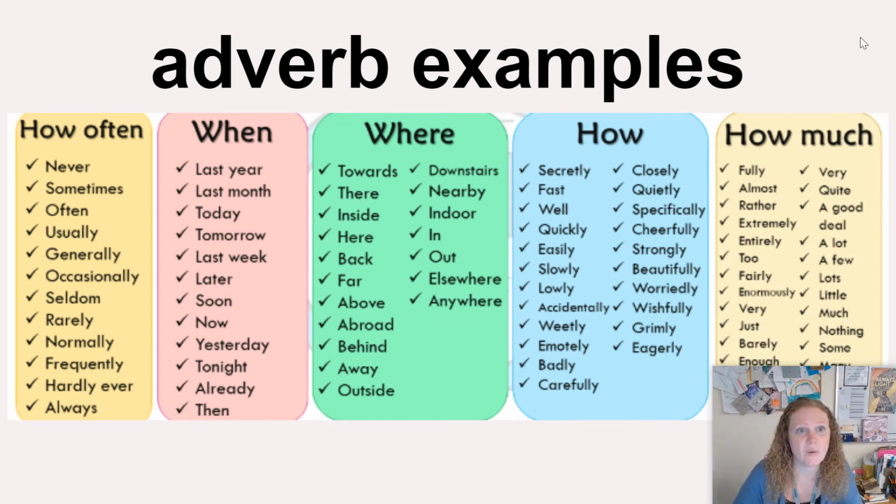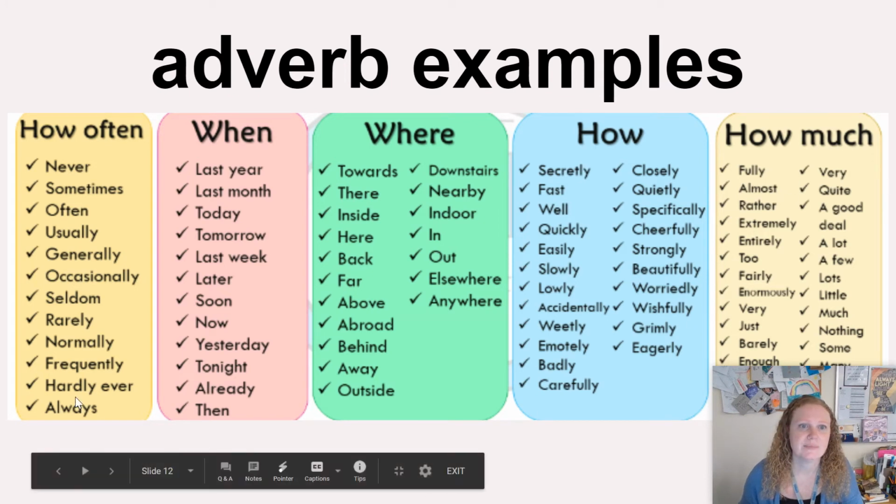Things that describe how often, or when, or where, or how much. These are all adverbs. Notice a lot of them end in ly, especially the hows and the how muches, and how often, but not all of them. So those are all examples of adverbs that describe a verb or an adjective or another adverb.